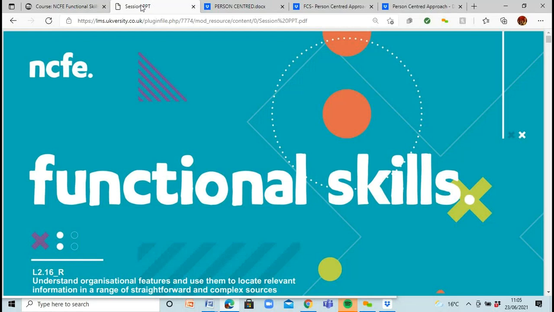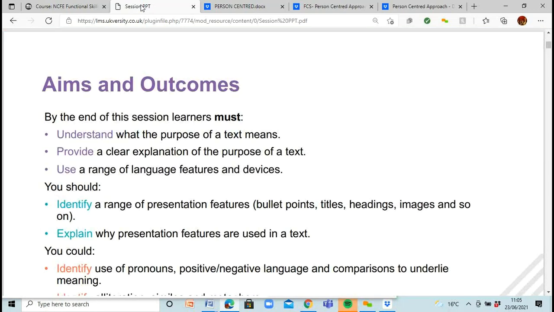So to understand organisational features, and use them to locate relevant information in a range of straightforward and complex sources. So that's what we're doing today. So our aims and outcomes for today.